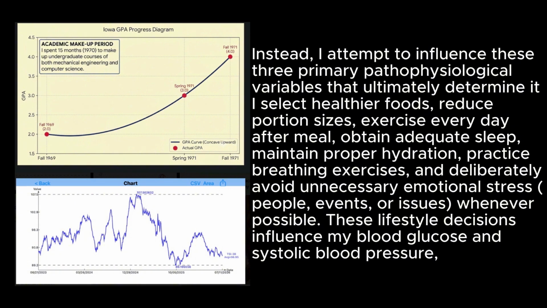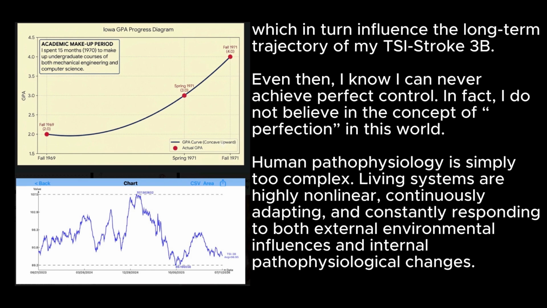These lifestyle decisions influence my blood glucose and systolic blood pressure, which in turn influence the long-term trajectory of my TSI-Stroke3B. Even then, I know I can never achieve perfect control. In fact, I do not believe in the concept of perfection in this world. Human pathophysiology is simply too complex. Living systems are highly nonlinear, continuously adapting, and constantly responding to both external environmental influences and internal pathophysiological changes.